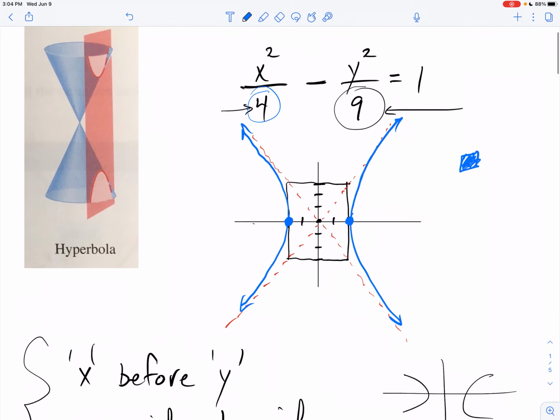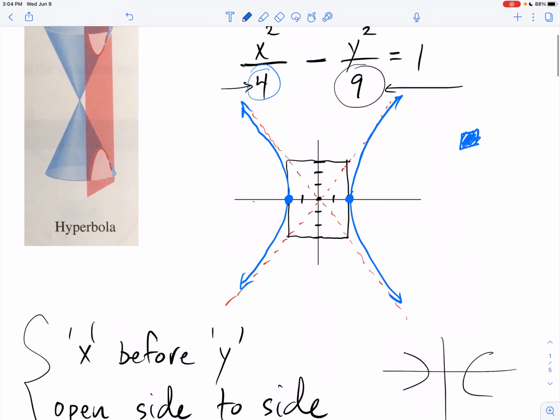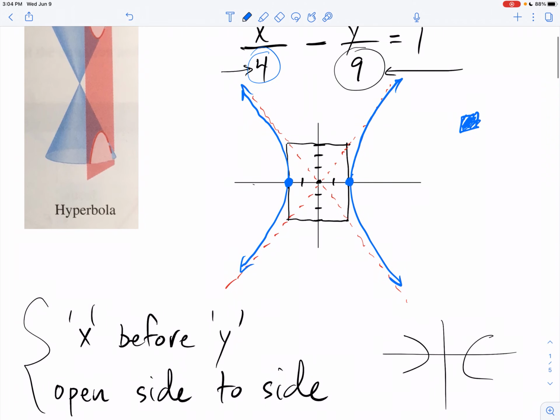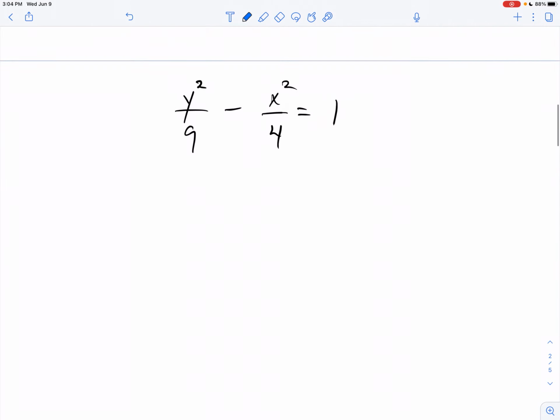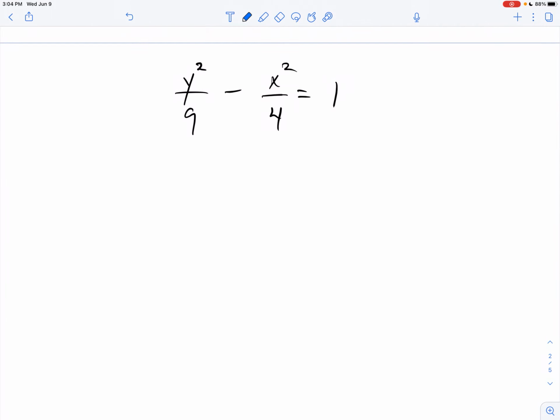Let's look at this next one, and then you'll see it. I have 3 more examples, and then you'll go, I got it, and you'll just do it. You'll turn this video off. So here we go. Here's my other one. Y before X. Open up and down.